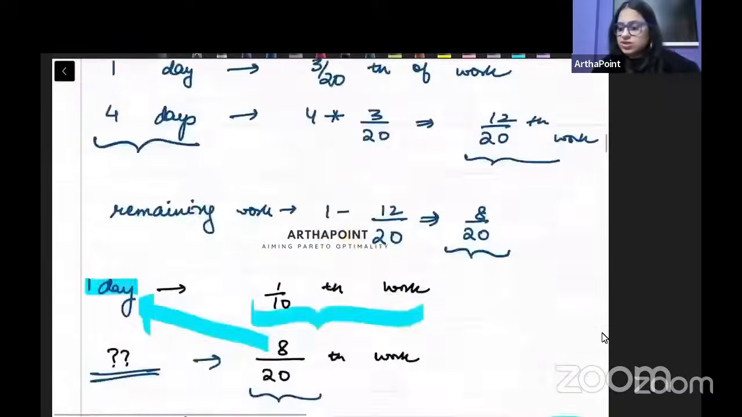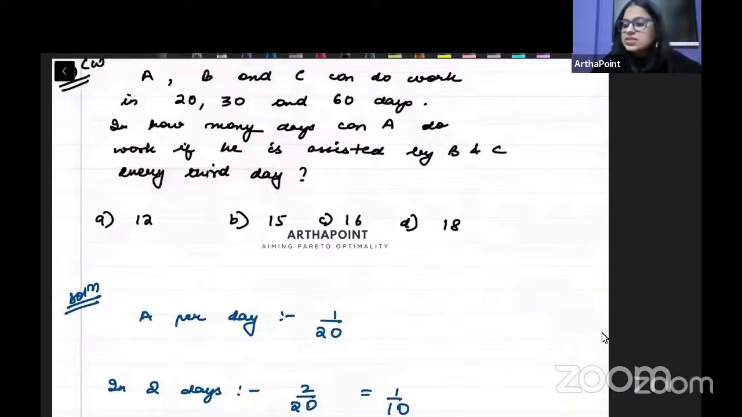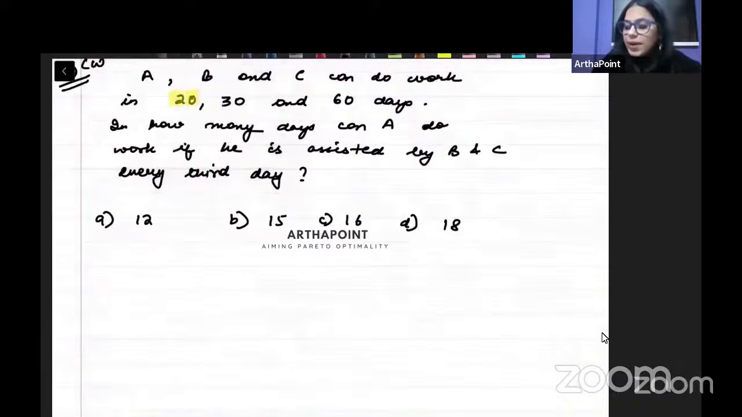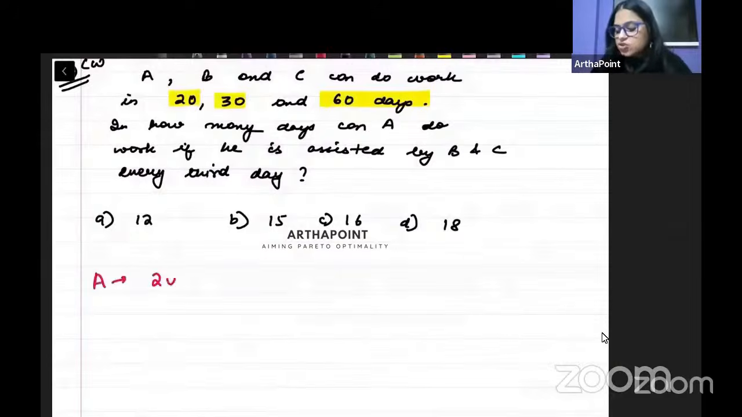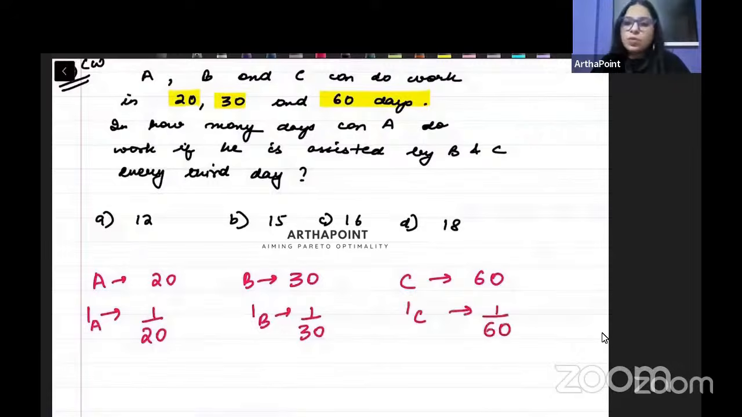Read out the next question. Let's try another one. It says A, B and C can do work in 20, 30 and 60 days. फिर से बेटा, we will find for 1 day. So A is taking 20 days to cover the work, B is taking 30 days to cover the work, and C is taking 60 days to cover the work. So in 1 day, A will do 1/20th of the work. In 1 day, B will do 1/30th of the work. In 1 day, C will do 1/60 of the work.